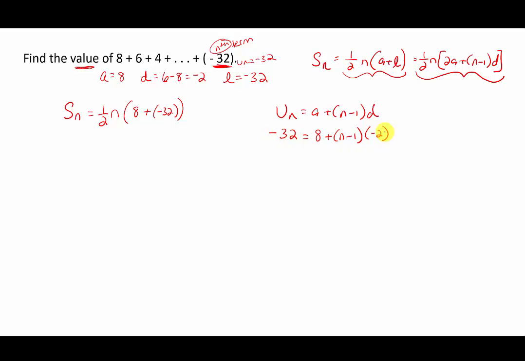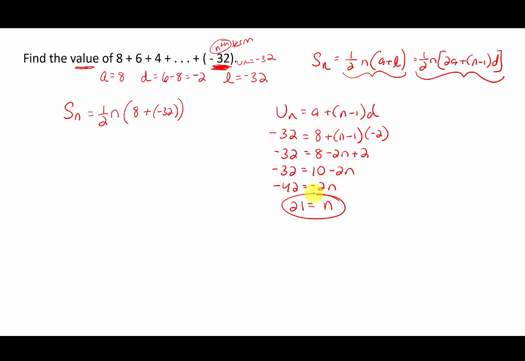And so I can actually use this to solve for n. If I do that, I'm going to distribute this negative 2. I get negative 2n plus 2. This is going to give me negative 32 equals 10 minus 2n. And when I move my 10 to the other side, I get negative 42 equals negative 2n. And so in this case, n is going to equal 21. It would take me 21 terms to get here.